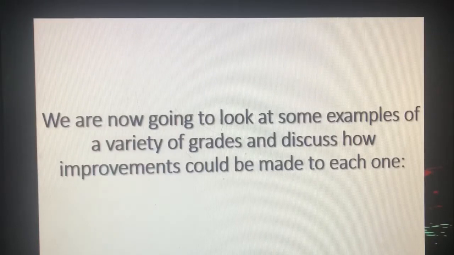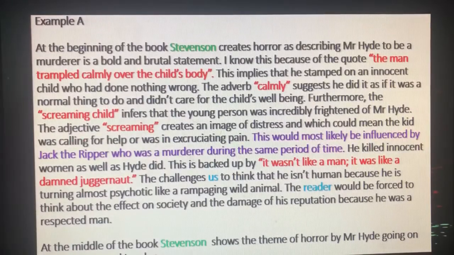Now we're going to look at some examples from a variety of grades and discuss how improvements can be made to each one. This is example A. I've already colour-coded it in the 4 ways described. Immediately obvious is the number of quotes, which is quite strong. We've got 1 reference in the middle to history, a couple of references to the reader, and 2 links to Stevenson. Stevenson seems to be mentioned at the beginning of each paragraph.